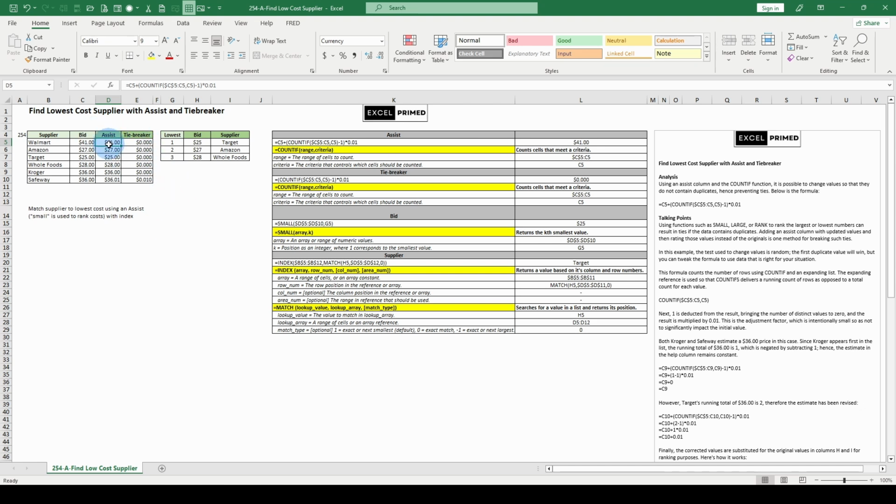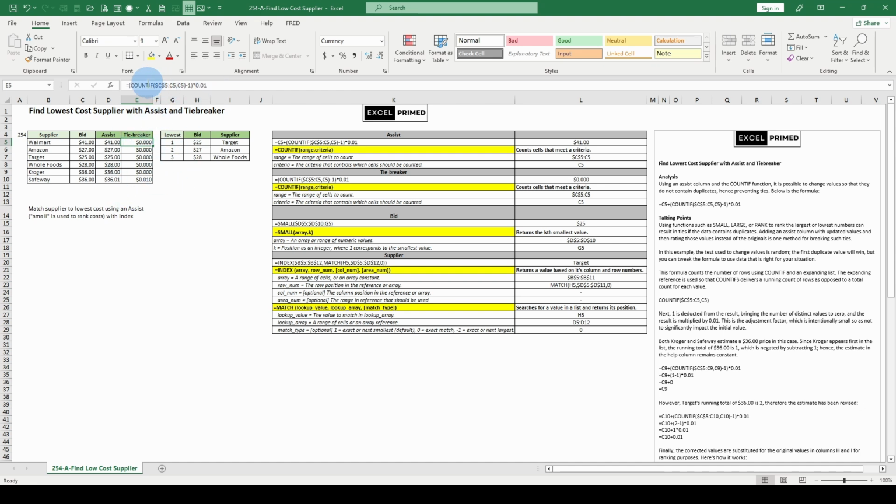Here's the assist. All we're going to do is put C5, and then we're going to throw in the COUNTIF. Well, we should start off with COUNTIF. If there are two of the matching bids, to remedy the ties, we're just going to go COUNTIF C5, C5, C5 minus 1. What happens? We're going to get a 1, 1, 1, 1, 1, 2. When we see that, we're going to multiply times 0.01.